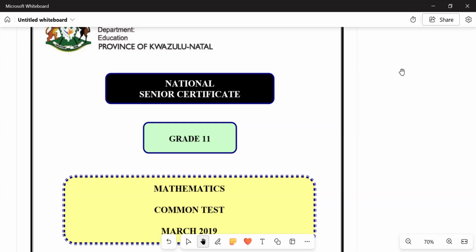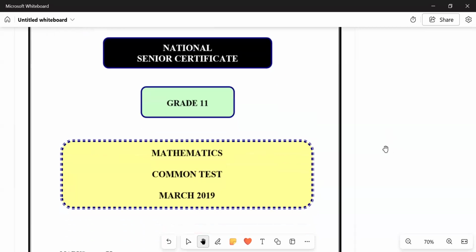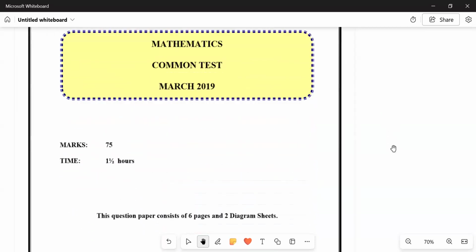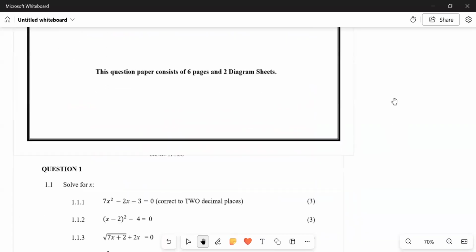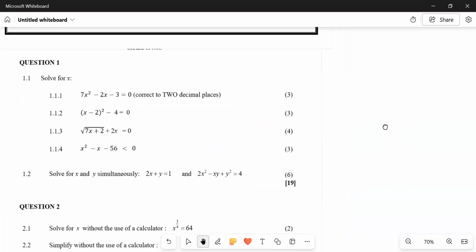So today, guys, we are focusing on a common test, March 2019, from KZN. I want us to go through all the questions and try to answer all of them with an understanding, right? I'll be explaining everything thoroughly. So this is 2019 March, ne? Out of 75, let's start with question one.